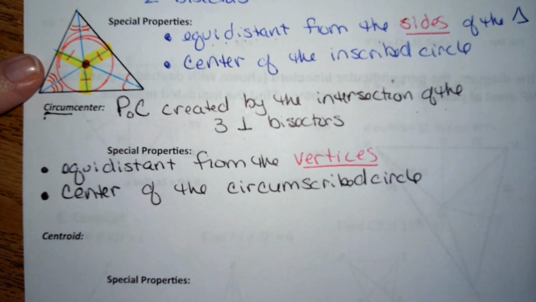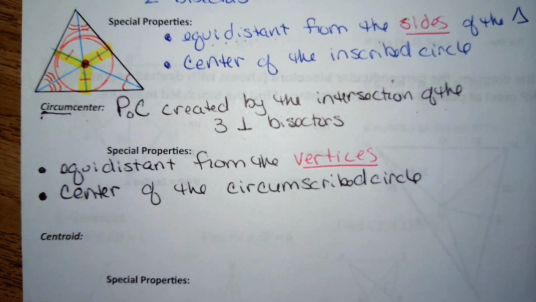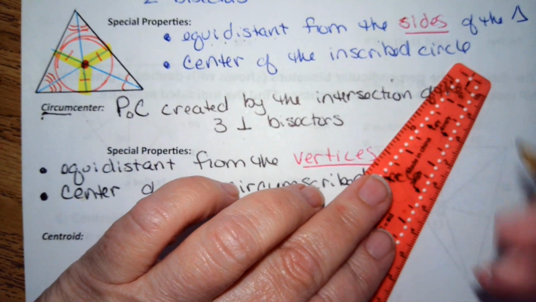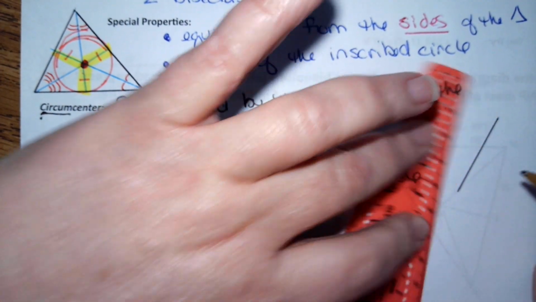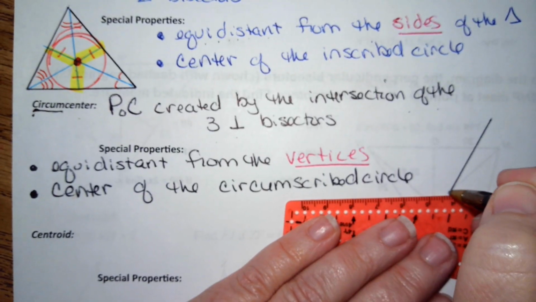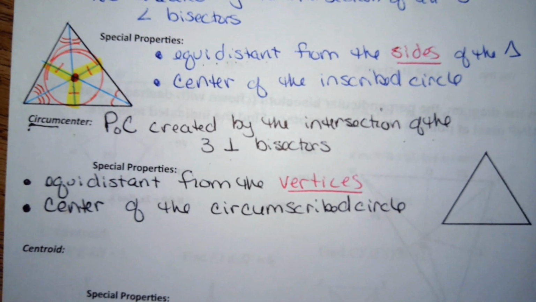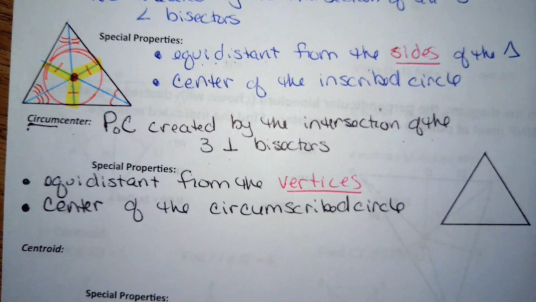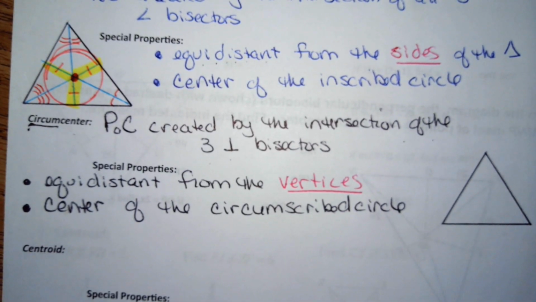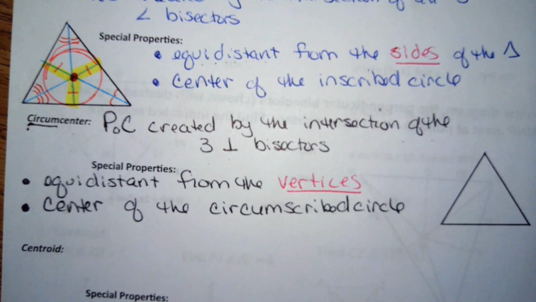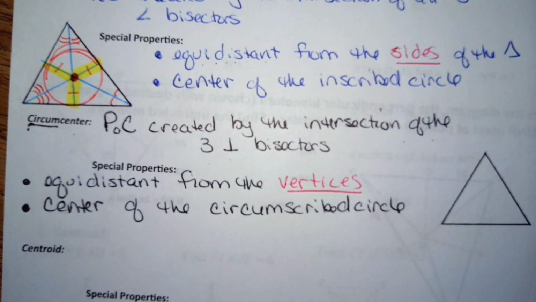This right here is a circumscribed circle. So it's equidistant from the vertices and the center of the circumscribed circle.